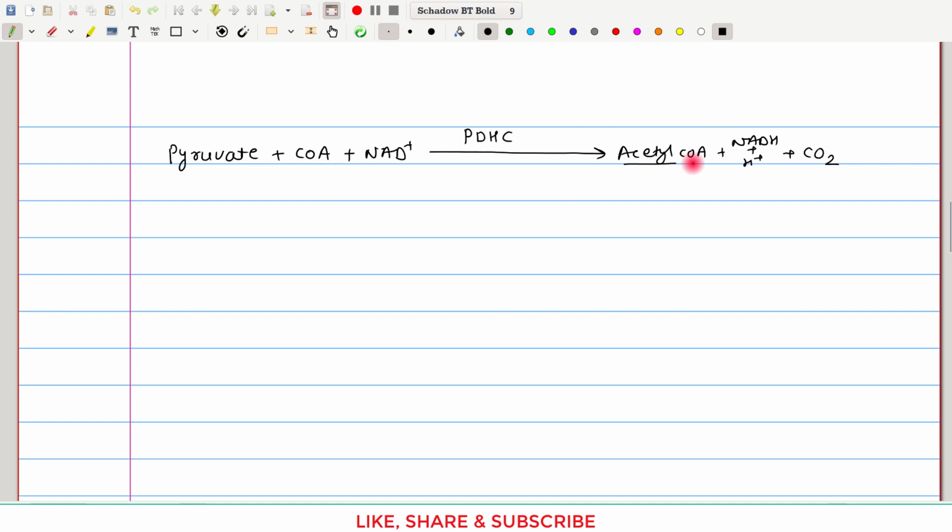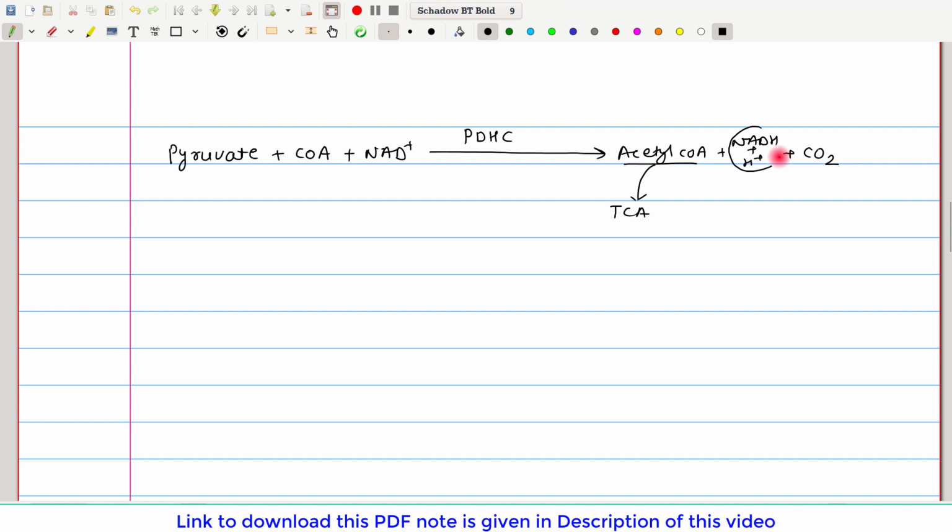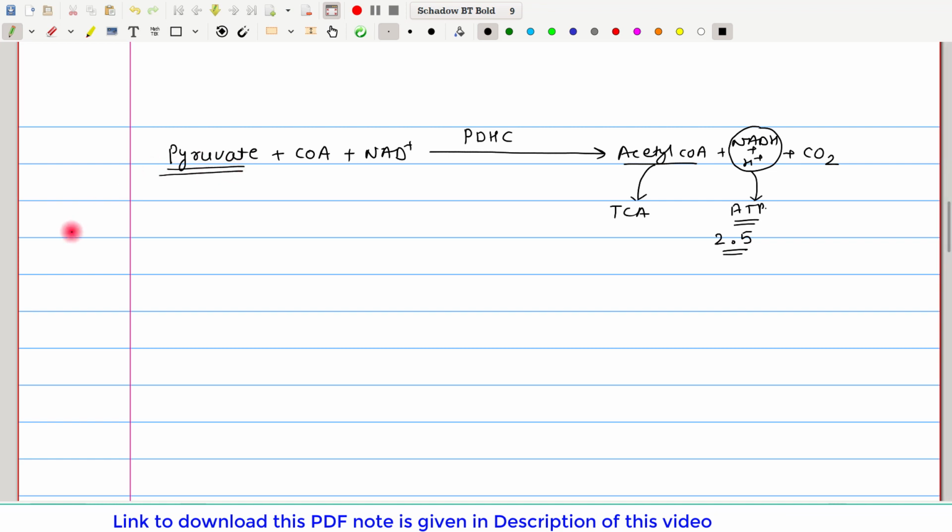So here you can see that acetyl coenzyme A will further travel to the TCA cycle, and this NADH plus H+ can generate ATP, right? It can generate ATP by the electron transport chain. And we know that each molecule of NADH has the potential to generate 2.5 ATPs. We also know that one molecule of glucose can give rise to 2 molecules of pyruvate. So we can say that by this oxidative decarboxylation, one molecule of glucose generates 2.5 ATP 2 times, that makes a total of 5 ATPs, right?